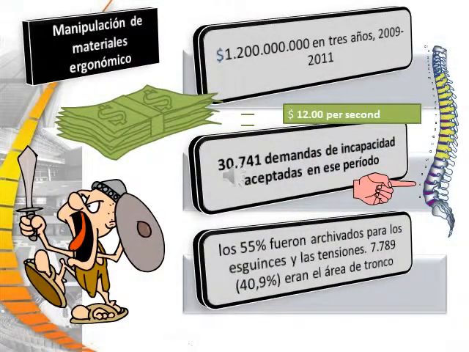Ergonomic costs of manual material handling are $1.2 billion in 3 years from 2009 to 2011, with 30,741 accepted disabling claims in that period. 55% of them were filed for sprains and strains, 40% in the trunk area.